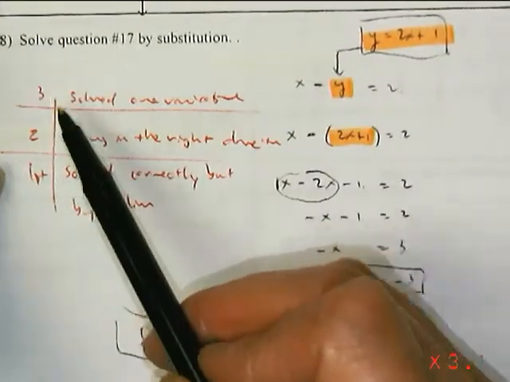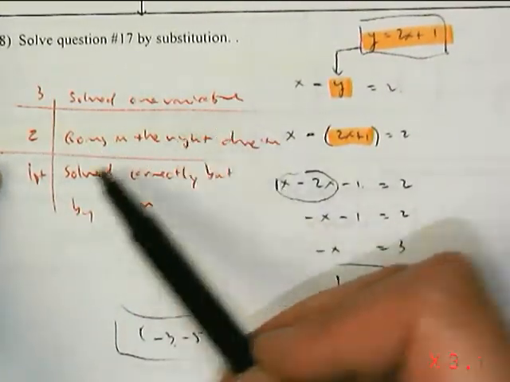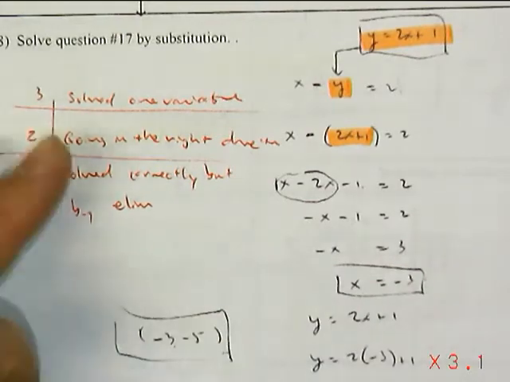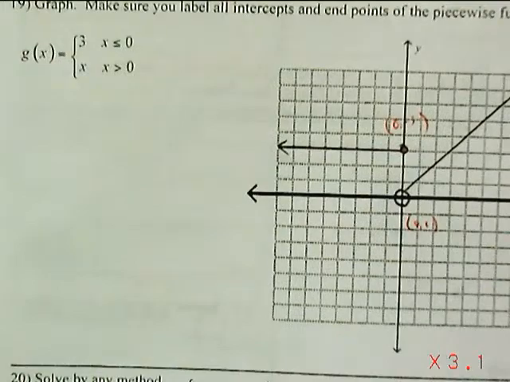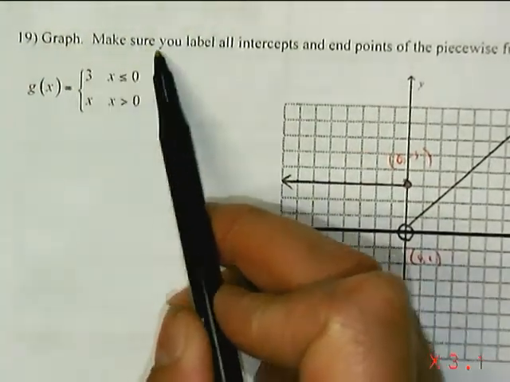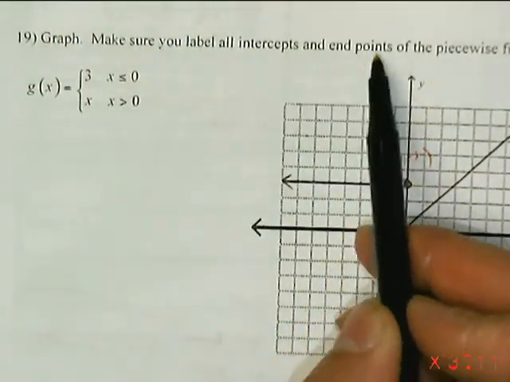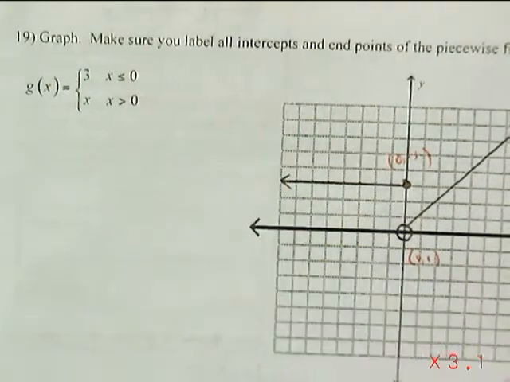So if you solved for one variable correctly, I gave you 3 points. 2 points if you're going in the right direction, meaning you knew to substitute but maybe forgot the distribution or made a combine like terms mistake. Last page. Number 19, graphing a piecewise function. Make sure you label all intercepts and endpoints of the piecewise function on the graph.